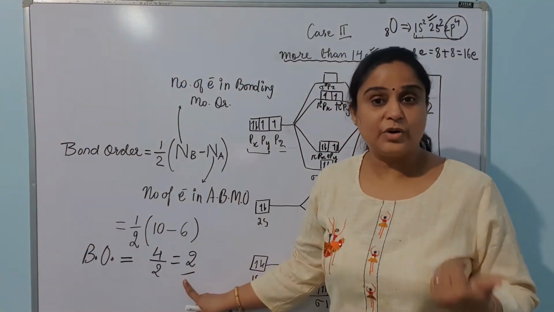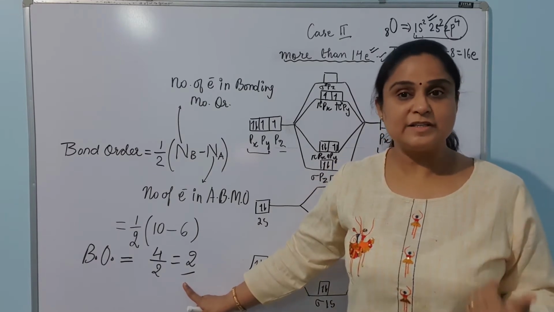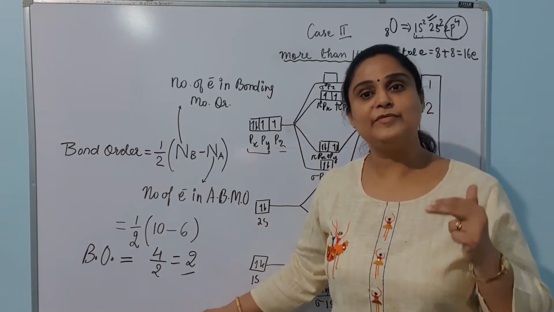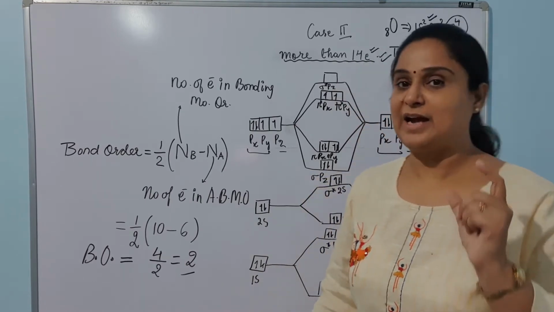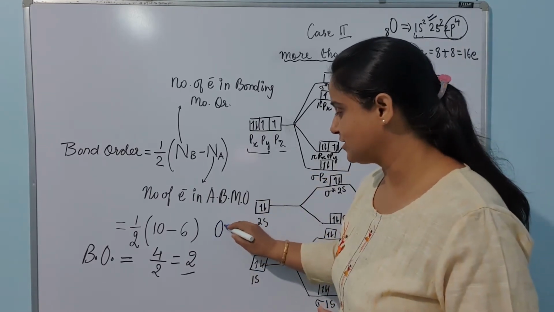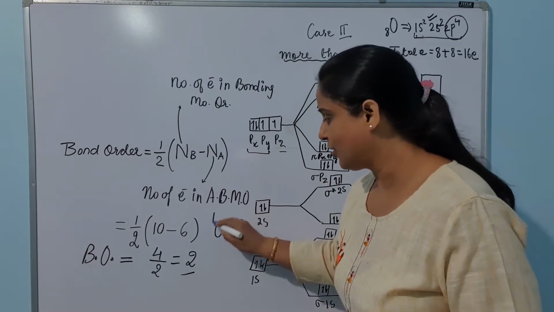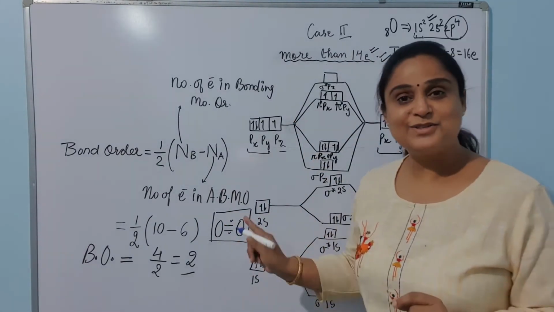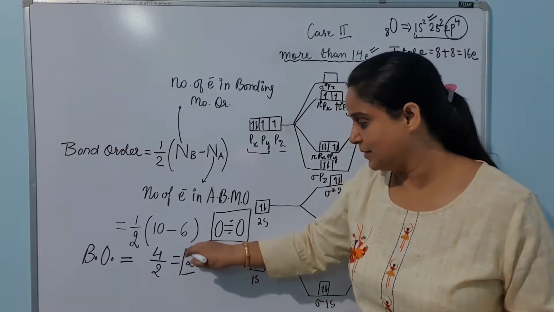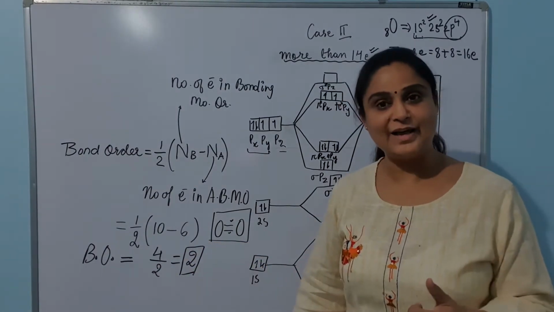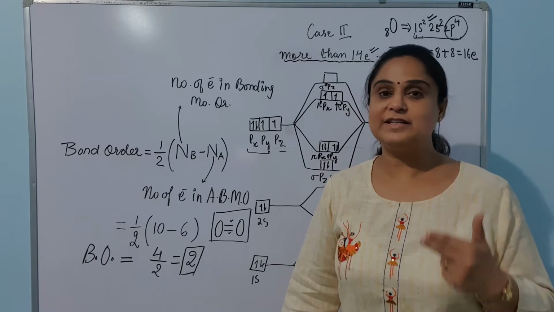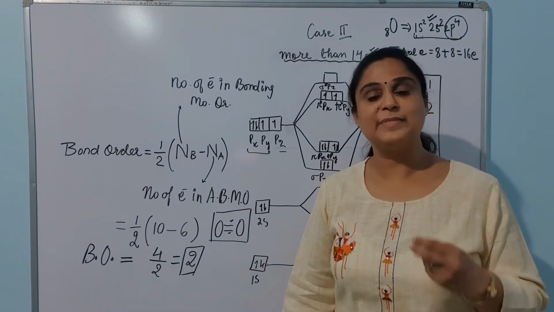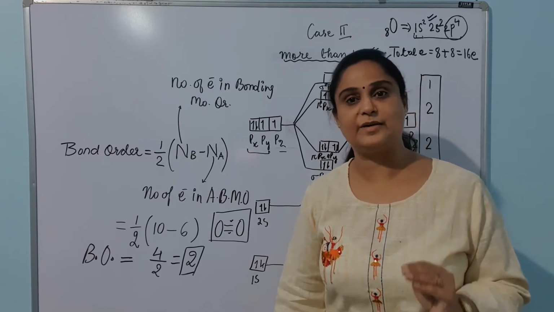So what is this bond order telling you? This bond order gives you the information regarding how many bonds will be formed in this molecule. And we already know that oxygen makes a double bond with the oxygen. So this double bond means 2 bonds and these 2 bonds are indicated by bond order. Are you getting this? So this way, this bond order gives us information about the number of bonds made by the atoms in making that molecule.